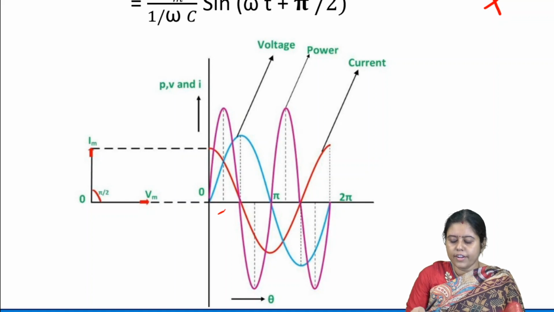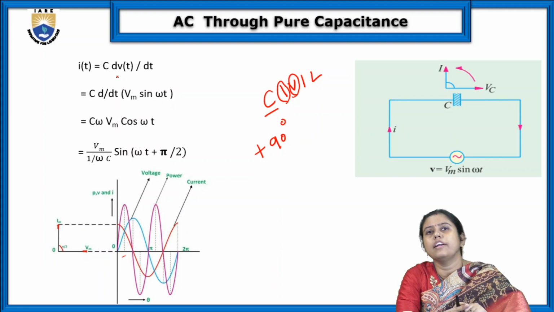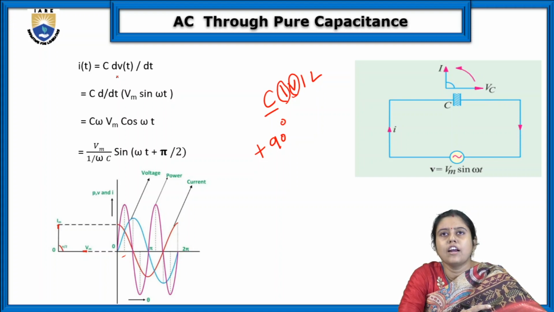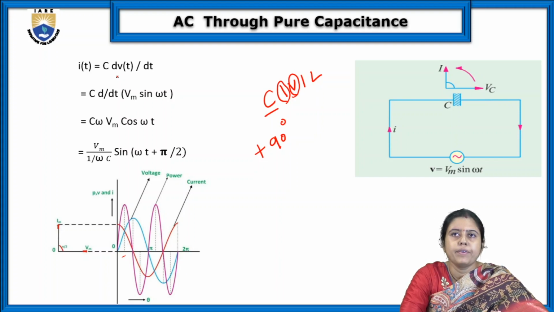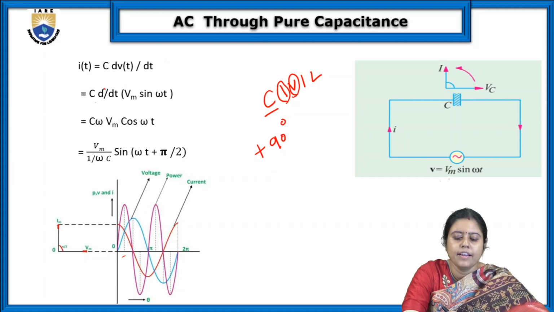So if we go for the mathematical derivation, what we will get? According to the definition of the capacitor, unlike the inductor, a capacitor opposes the rate of change of voltage. So the current due to a capacitor is directly proportional to dV by dt. So V is equal to Vm sin omega t, and i is C d by dt of Vm sin omega t.